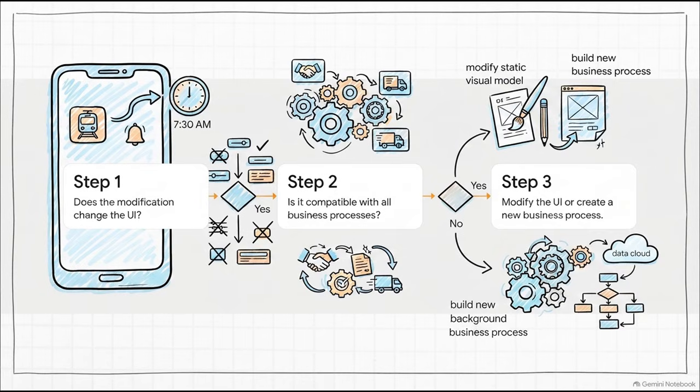So to manage this smoothly, developers use a highly structured decision tree. Step 1, they ask, does this modification change the user interface, the UI? Step 2, if yes, is it compatible with all the existing business processes already running in the background? Step 3, depending on those answers, they know exactly which conceptual model to modify, whether they're just tweaking a static visual model or if they actually need to build an entirely new background business process from scratch. It keeps everything super safe and organized.